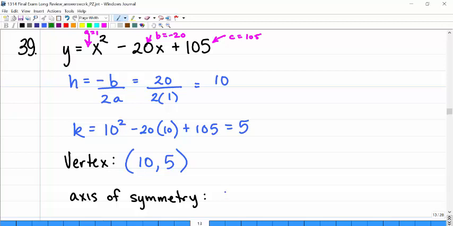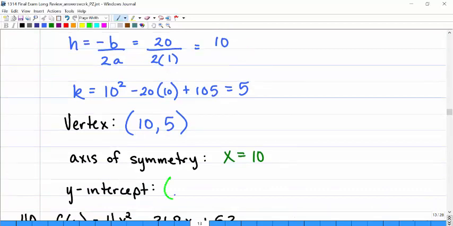Axis of symmetry is always x equals the x value of the vertex, so x equals 10. And it also wanted me to find the y-intercept. If I were to plug 0 in for x, I would get 0, 105.